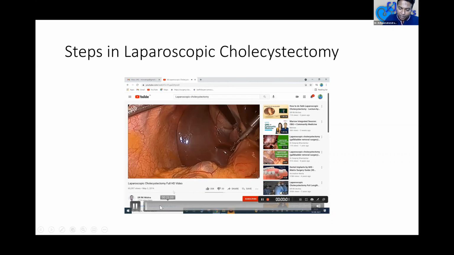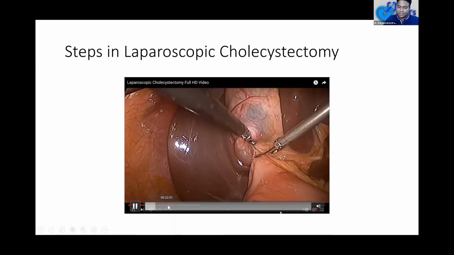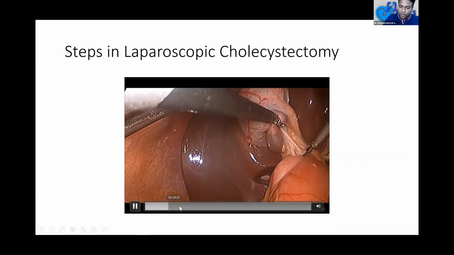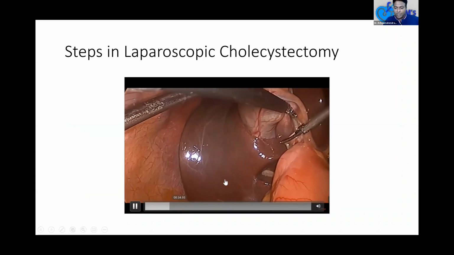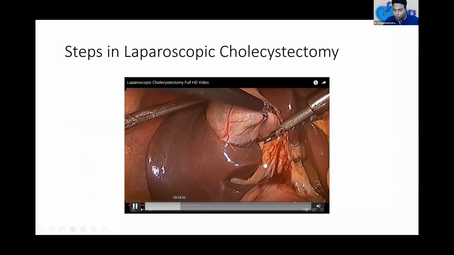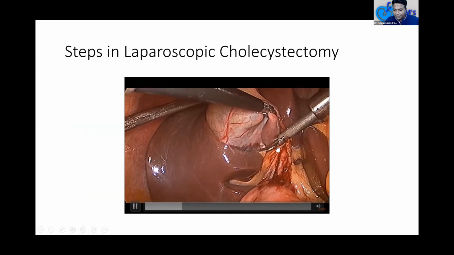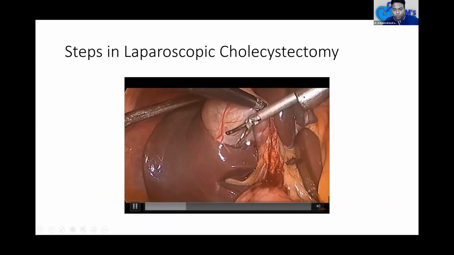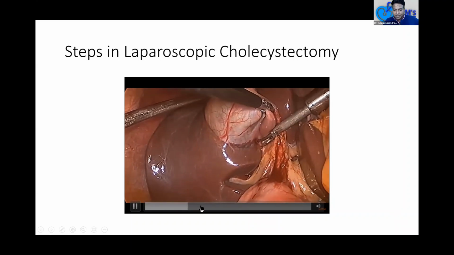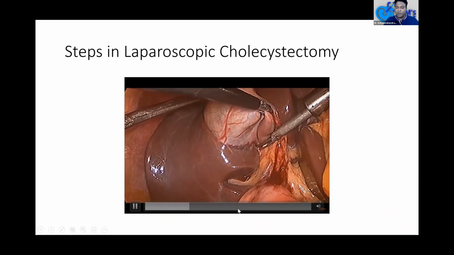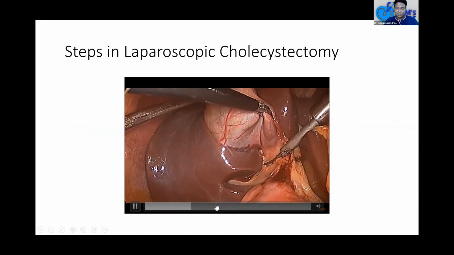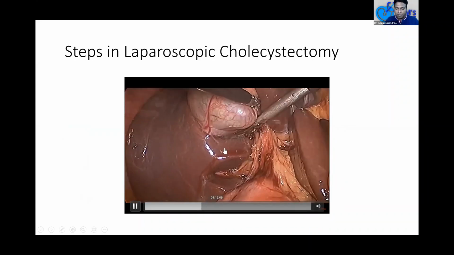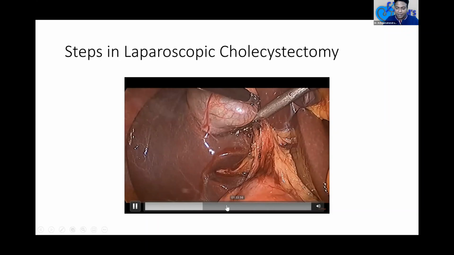Just I wanted to show you how the dissection is being started. You can see the Rouviere's sulcus here. This is the Rouviere's sulcus. I should not go inferior to this. I am dissecting the peritoneum starting from the posterior. Usually we always start dissection posteriorly like this. This technique is the retrograde cholecystectomy technique. We always do it like this, and after dissecting posteriorly, we come anteriorly.